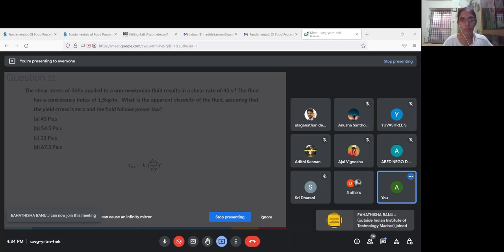So this is the power law, that is, shear stress is equal to K into dVx by dy raised to n, where K is the consistency index and n is the flow behavior index. So how do you go about calculating the apparent viscosity? Does anybody have any answer? The answer is not 1. I mean, it's not the first option.